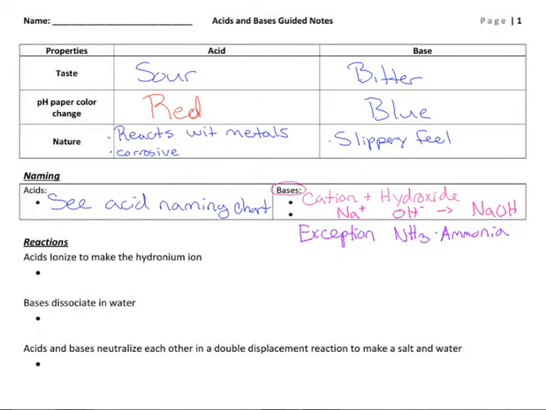Now down to here, how they react. Acids do what's called ionizing, and they make this thing called a hydronium ion. So in an acid reaction, if you take an acid, hydrochloric acid, and you mix it with water, you get the hydronium ion, which is H3O+, and a chloride ion. So really this water here pulls this hydrogen away, adds the hydrogen, and then releases the chloride ion. That's what they look like.